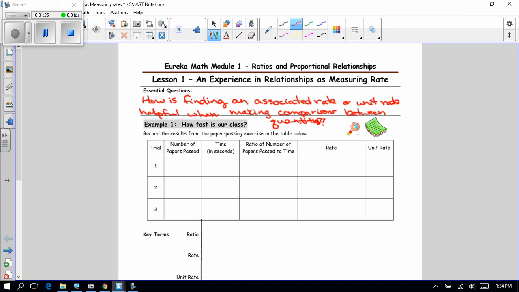Now, if you look at this first example, it says, how fast is our class? Well, last year, I had a group of students. We timed how quickly we could pass papers out. We took a timer and we timed it. I had 27 kids in my first class, and it took them about 15 seconds. That's pretty fast. I was pretty impressed with that.